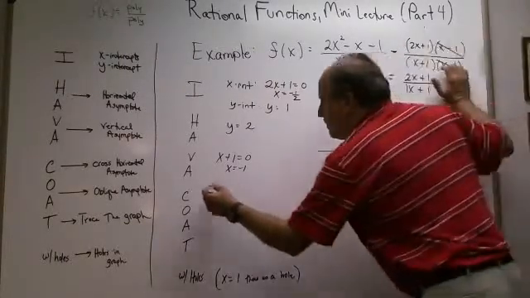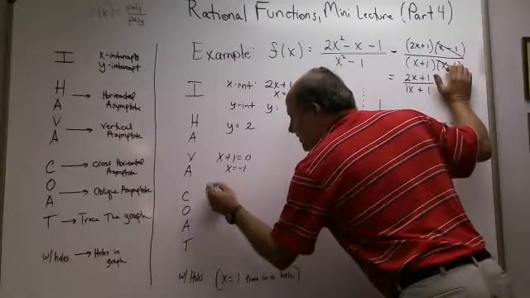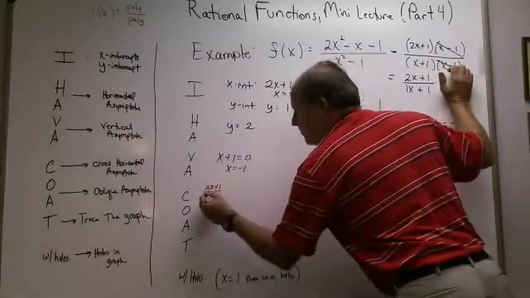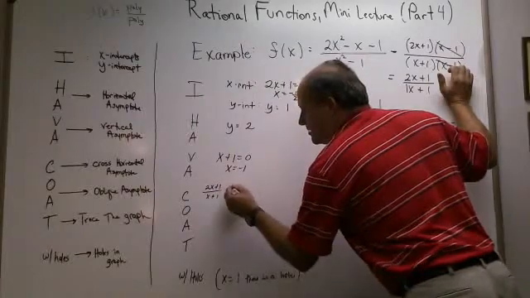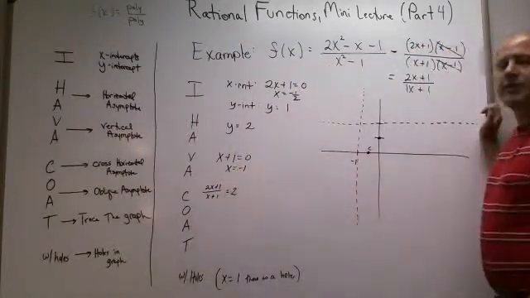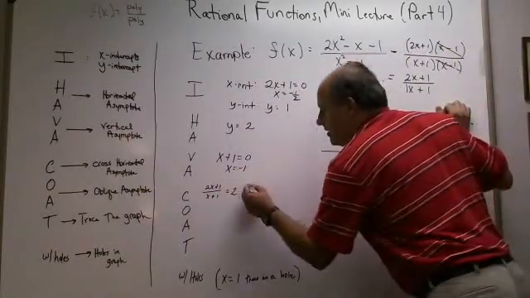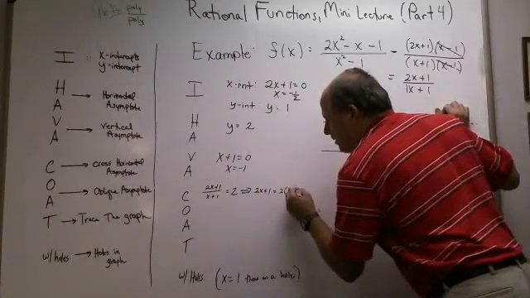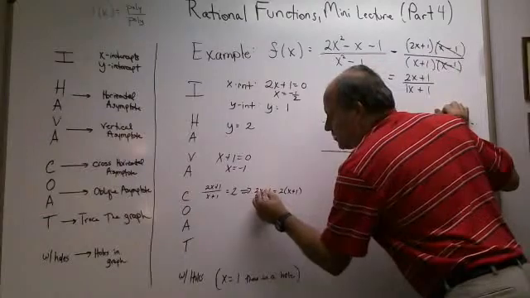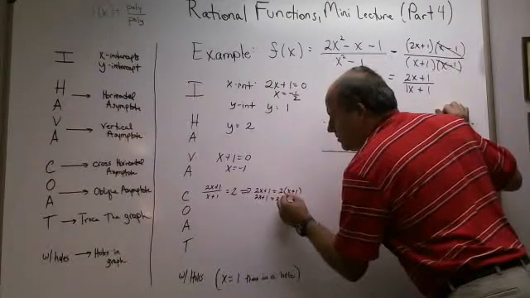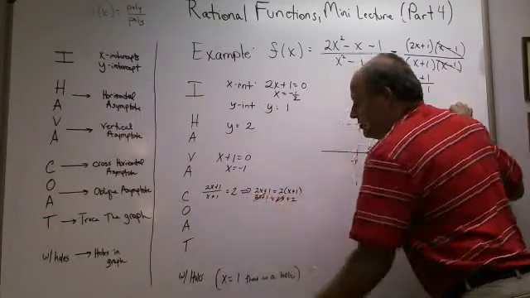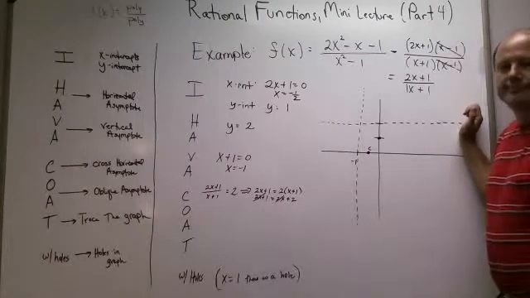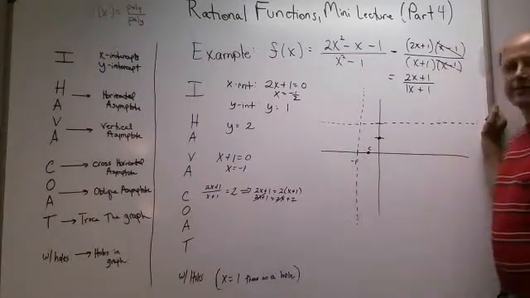But if you can't remember that, you can always set the function 2x plus 1 over x plus 1 equal to the horizontal asymptote, which in this case is 2. When you solve it, you get 2x plus 1 equal to 2 times the quantity x plus 1. So 2x plus 1 equals 2x plus 2, and you get a statement that is not true: 1 equals 2, no way. So it does not cross the horizontal asymptote.